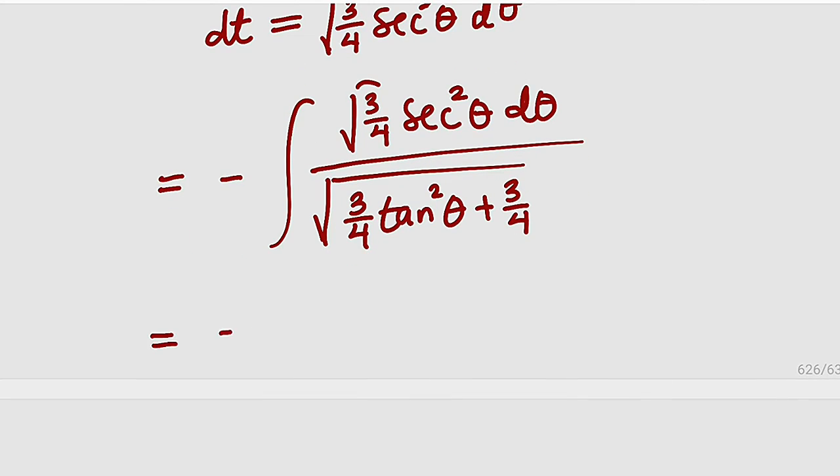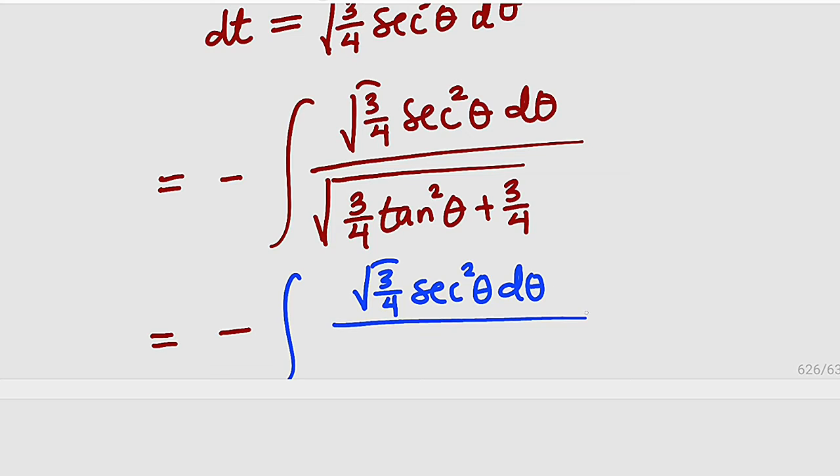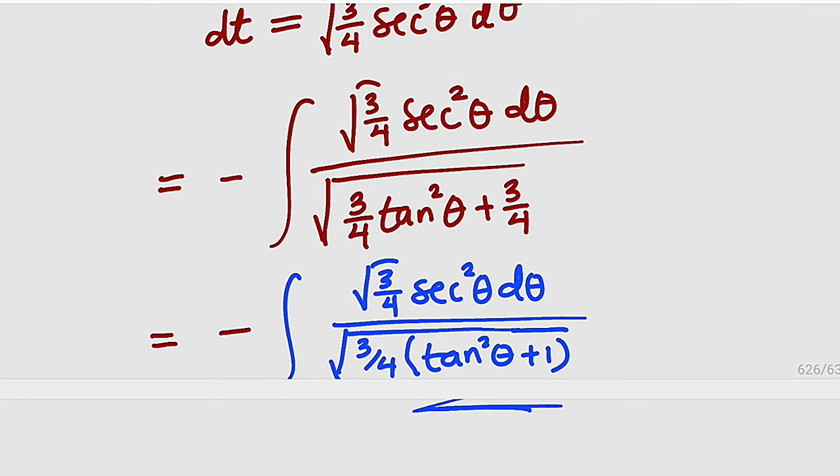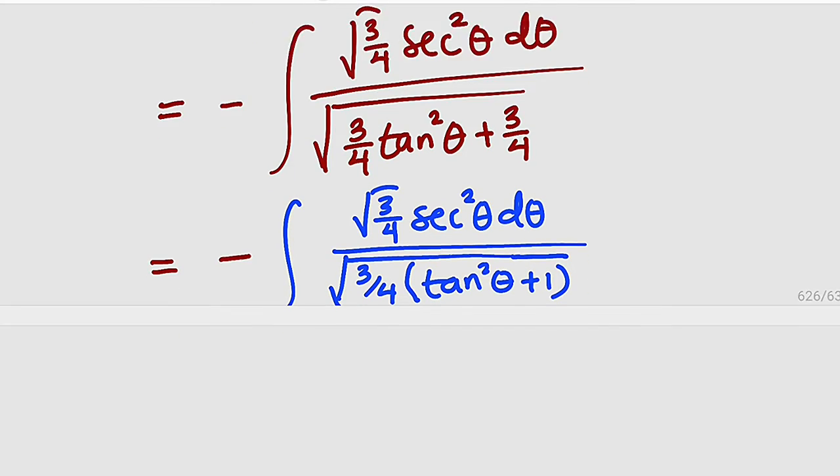So this is equal to negative the integral of the square root of 3 divided by 4 secant squared theta d theta, divided by the square root of 3 divided by 4 outside. In the bracket, we have tan squared theta plus 1, right? Tan squared theta plus 1 is nothing but secant squared theta. So let us replace this one with secant squared theta.